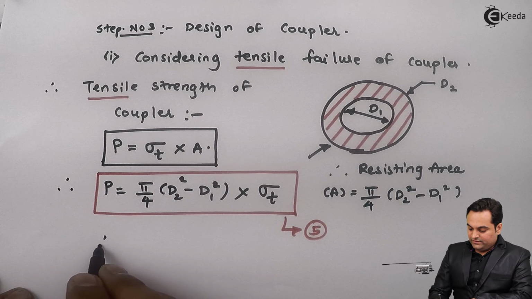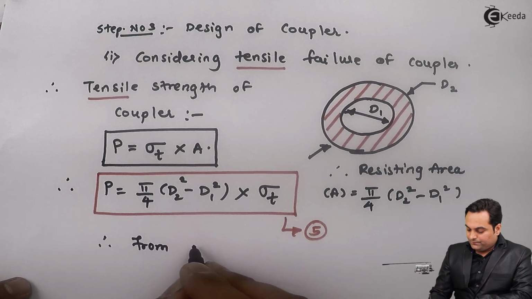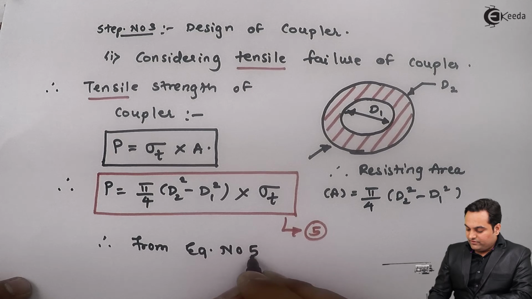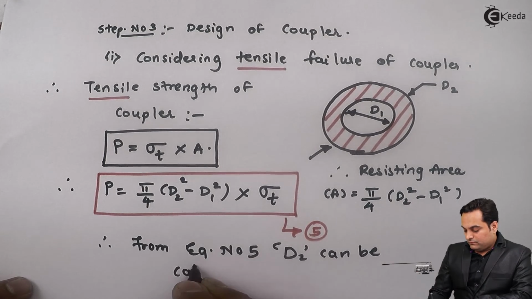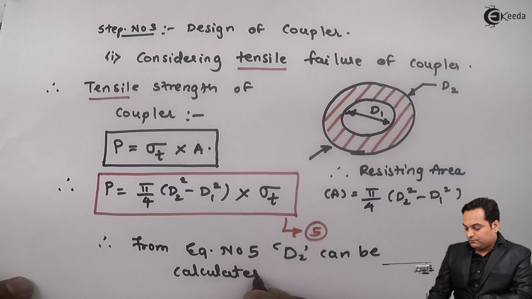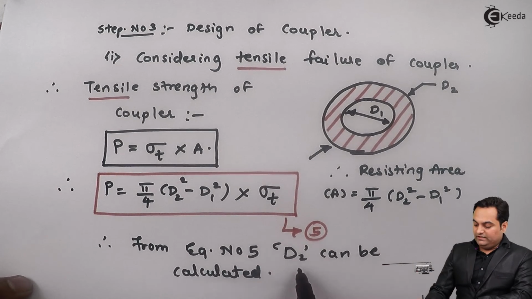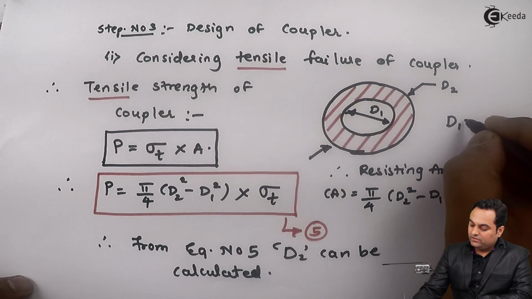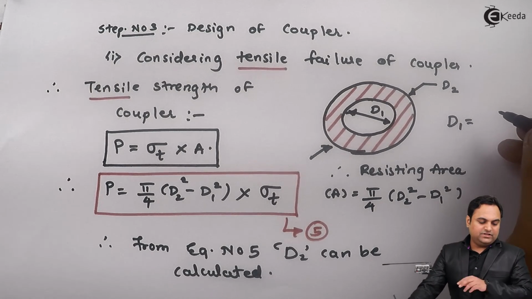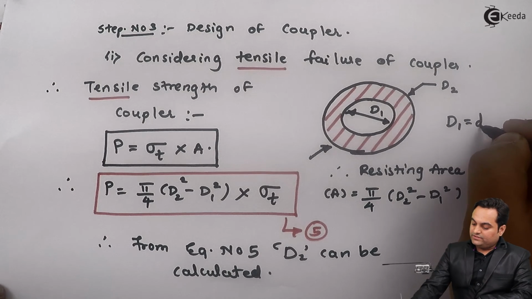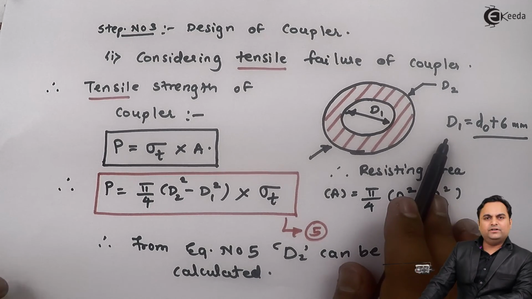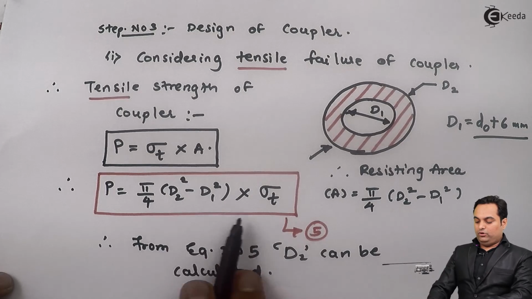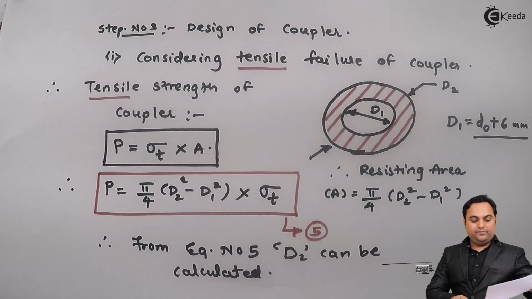So we can say that from equation number 5, D2 can be calculated, but for that we should know D1, and D1 can be fixed by using some empirical relation. That empirical relation I am giving: it is DO plus around 6 mm. So if we add 6 mm to DO, that becomes the inner diameter of coupler, and from that if we know all the values, we can find D2, that is the outer diameter of coupler.